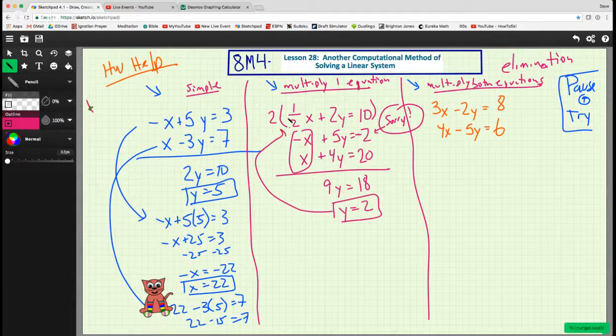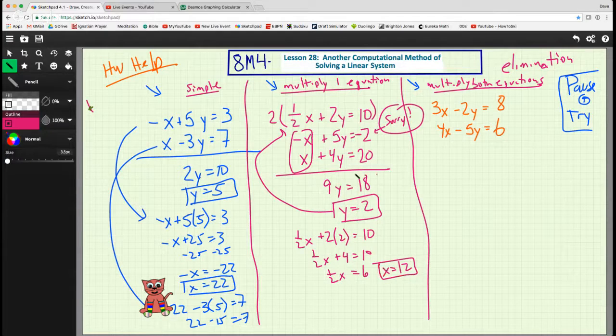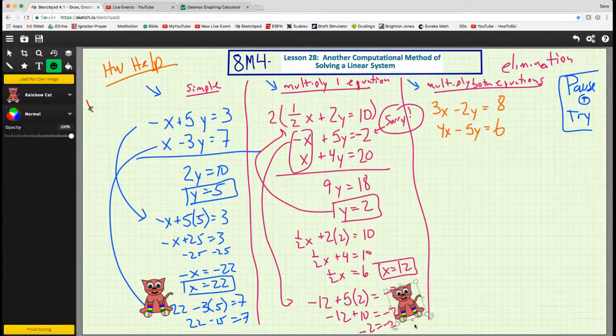So now we're going to come back into our original equation here, and we're going to put a 2 in for y, and we get our half x plus 2 times 2 equals 10. So half x plus 4 equals 10. So half x equals 6. So x equals 12. We'll do our check on our second equation here. So -12 plus 5 times 2 equals -2. So -12 plus 10 equals -2. -2 equals -2. Check. Happy cat.